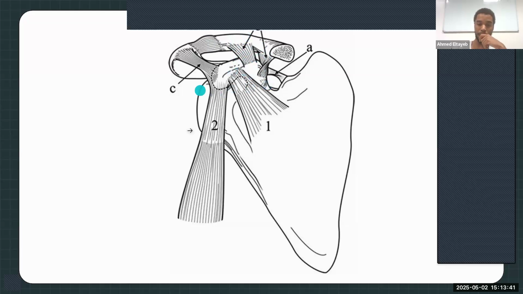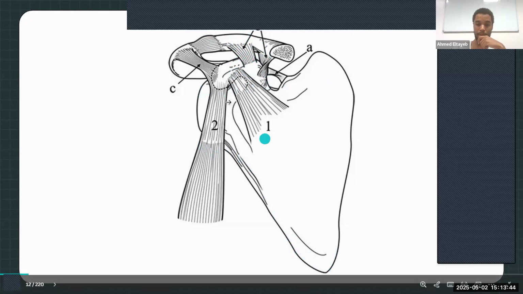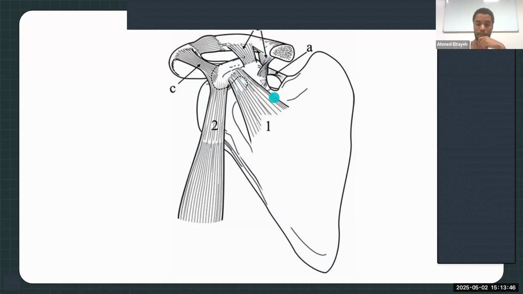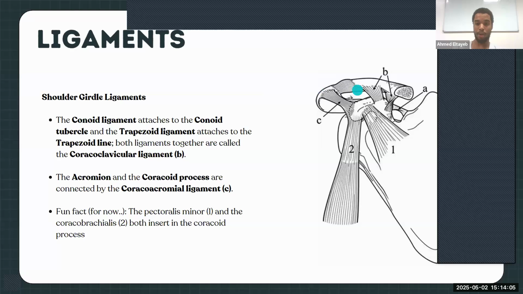Can you see this? So first of all, this big triangular shaped bone here is the scapula. And we have a bony projection coming out anteriorly. We call this the coracoid process. So the coracoid process articulates with the clavicle through the coracoclavicular ligament. Okay. And so 1 and 2 are just muscles. And we have one more ligament. We call this the coracoacromial ligament. So the acromion is a lateral projection of the scapula, and this coracoacromial ligament connects the coracoid process and the acromion.